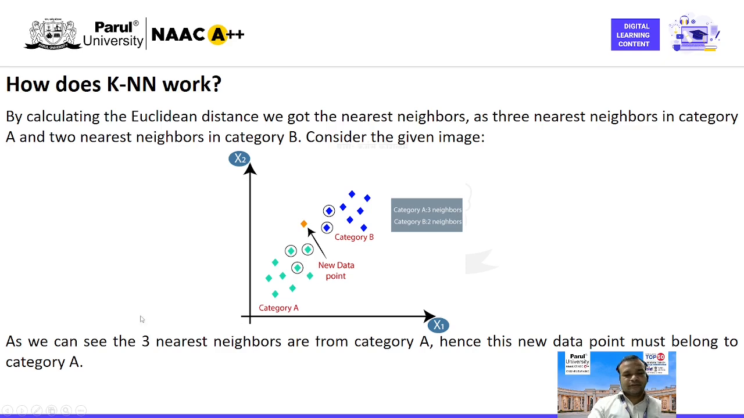Now, as we can see, three nearest neighbors come from category A, hence this new data point must belong to category A. So this new data point will be considered as category A because the maximum number of neighbors are having minimum distance from this point.